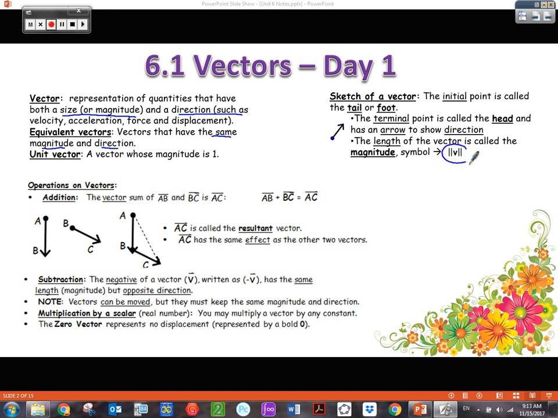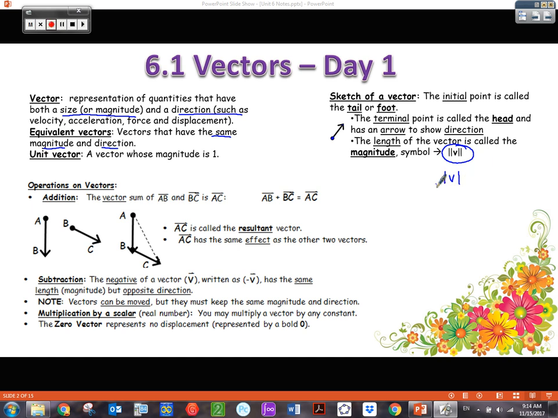I do want to talk about this symbol right here. So the double bars means magnitude. Many textbooks will write magnitude with single bars. Okay, and that's okay, but I'm going to explain why I think it's important for us to understand double bars. So in multivariable calculus, in calculus 3, we use double bars and single bars all the time. This has a completely different meaning for us in calculus 3. This means something completely different than this.